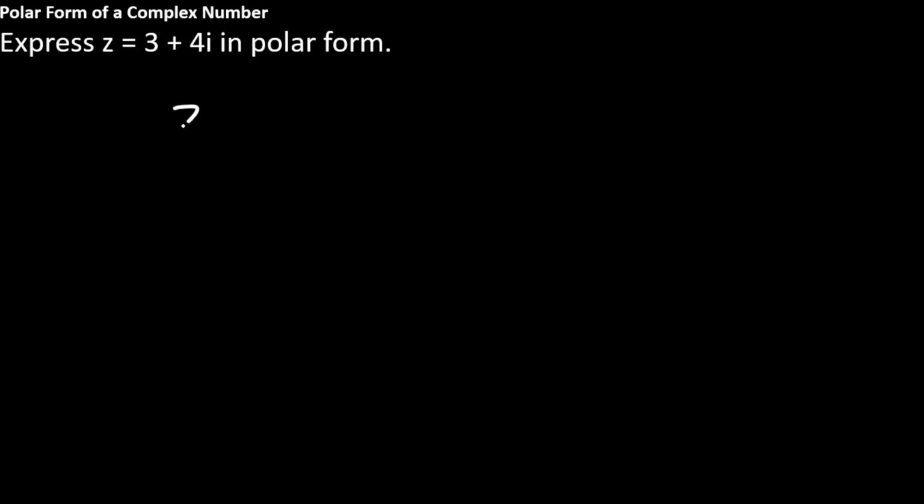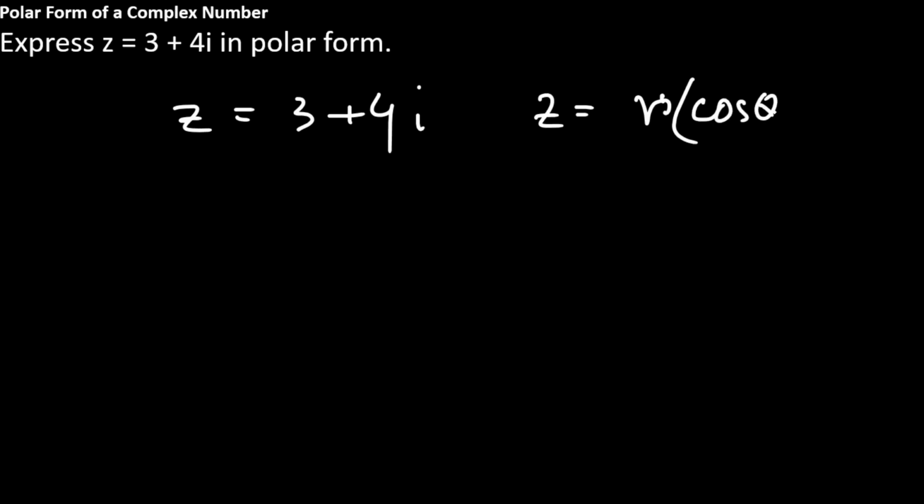Now come to another problem: express z equals 3 plus 4i in polar form. So z equals 3 plus 4i. What is the generalized equation? It is r, the modulus, times cos theta plus i sin theta. This is the generalized equation in polar form.